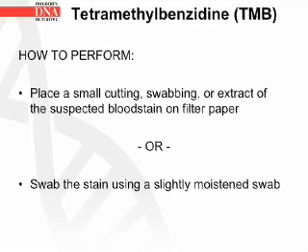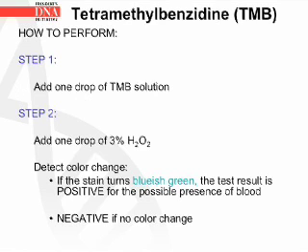To perform the test, place a small cutting, swabbing, or extract of the suspected blood stain on filter paper, or swab the stain using a slightly moistened swab. First, add 1 drop of TMB solution, then add 1 drop of 3% hydrogen peroxide, and look for a color change. If the stain turns bluish-green, the test result is positive for the possible presence of blood. If there is no color change, then the test is negative.